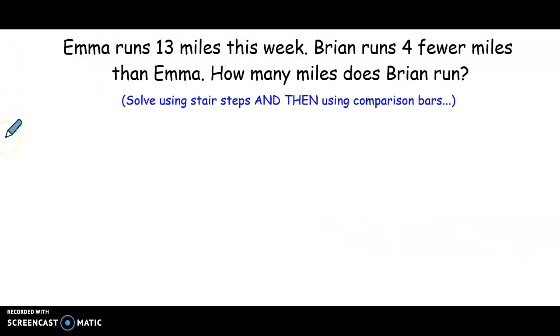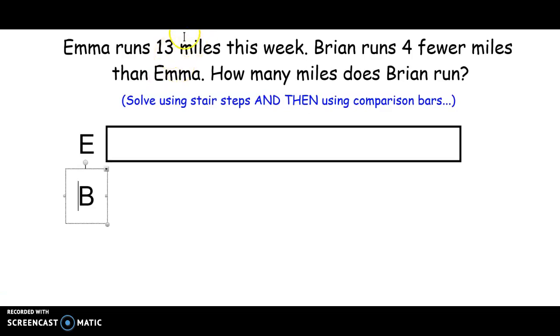All right. The next one in this activity is finding the unknown quantity that is less. So Emma runs 13 miles this week. Brian runs 4 fewer miles than Emma. How many miles does Brian run? Okay, so first, who runs more? Let's think about that. Yep, it's Emma. So she's going to have her bar on top. Okay, so far, this is what we know. We know that Emma is going to do 13 miles. So I'm going to put that in her box out here. 13.